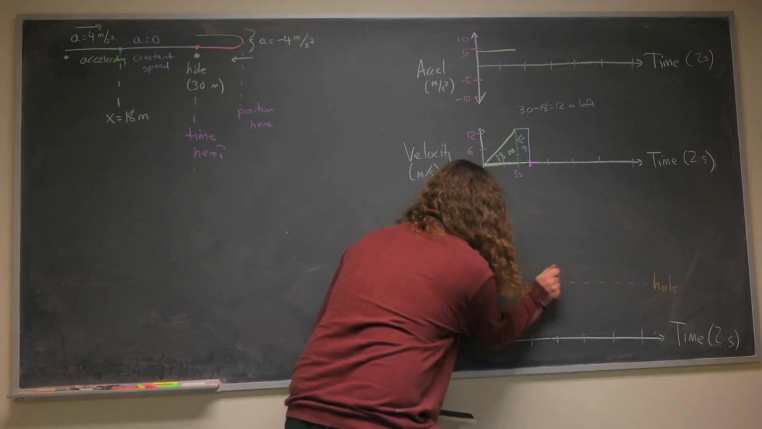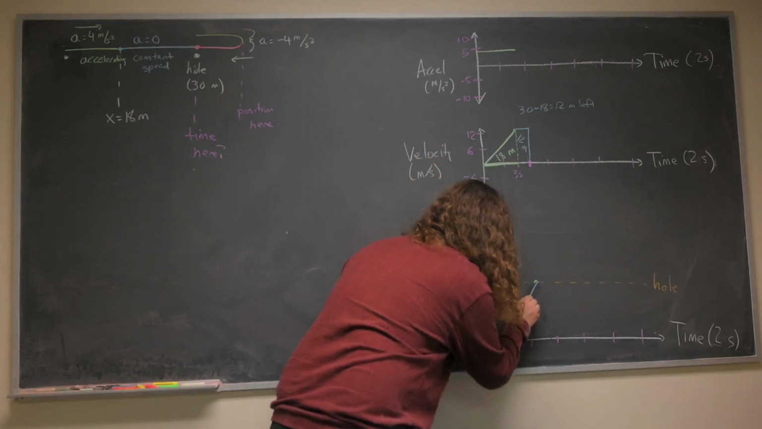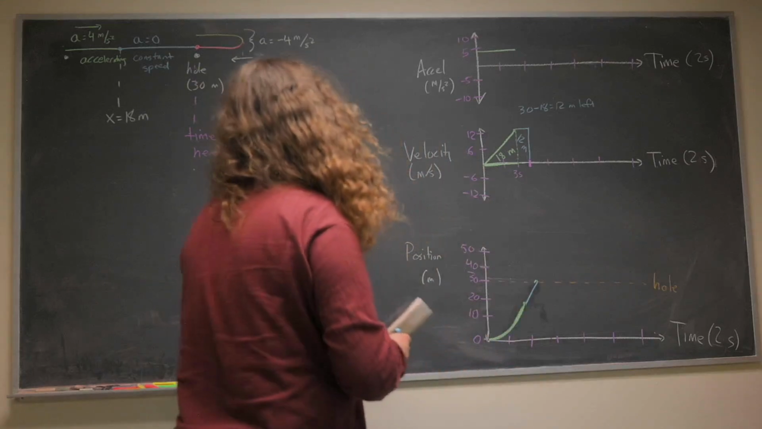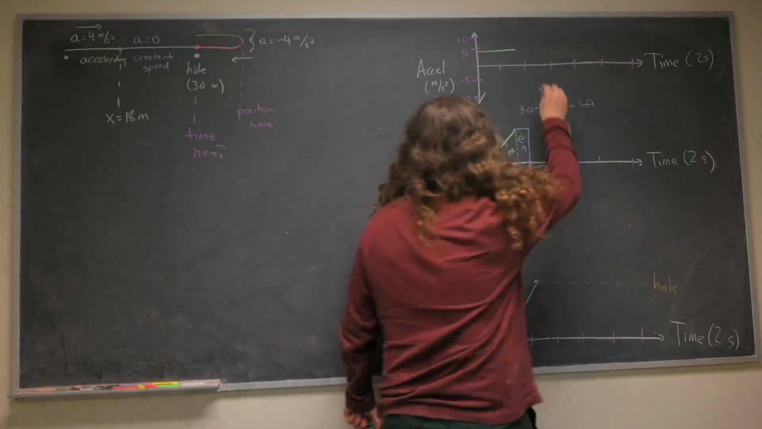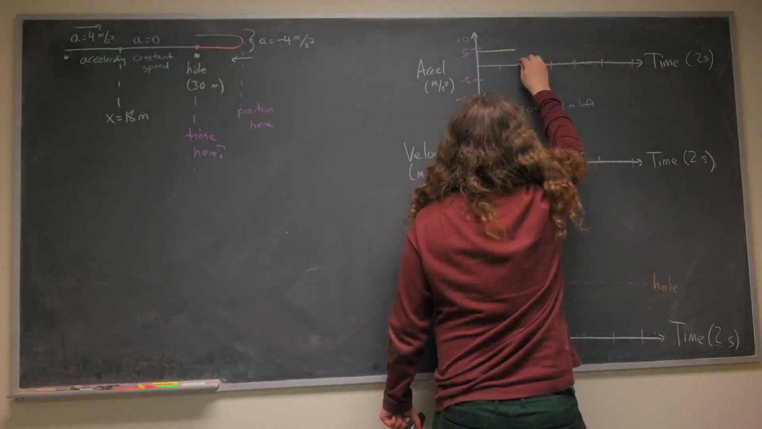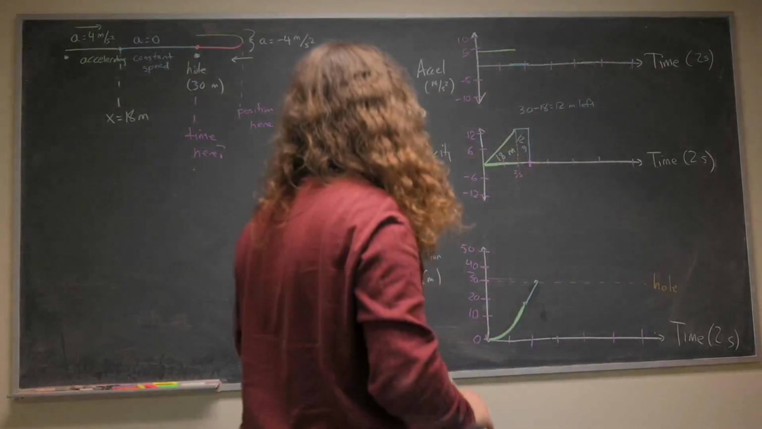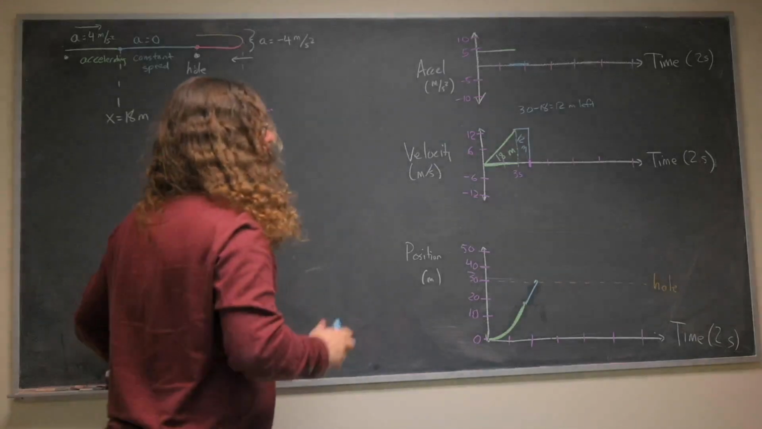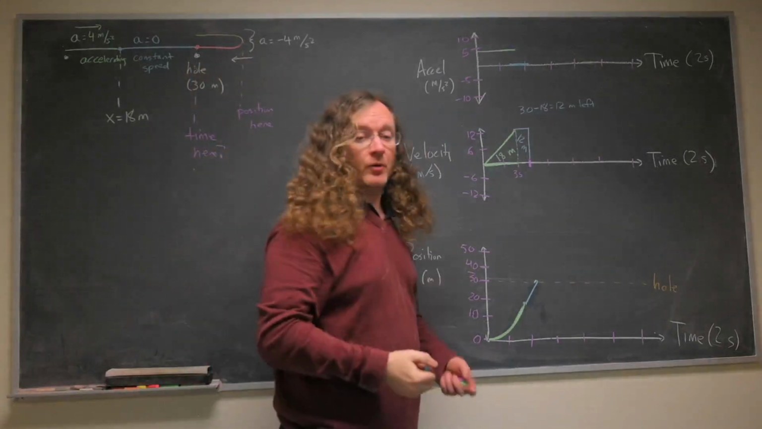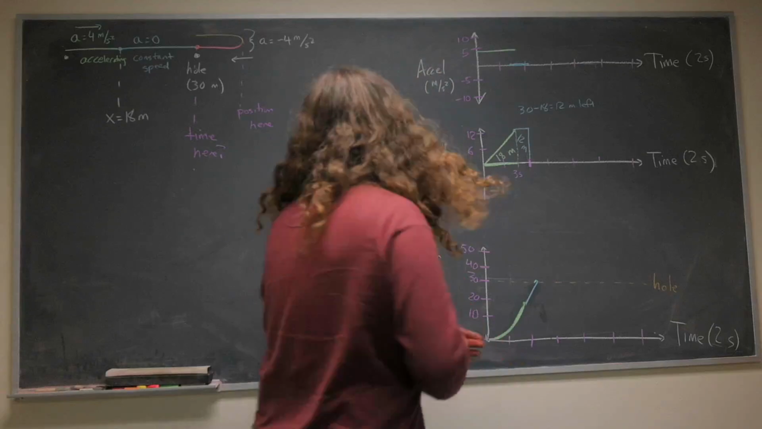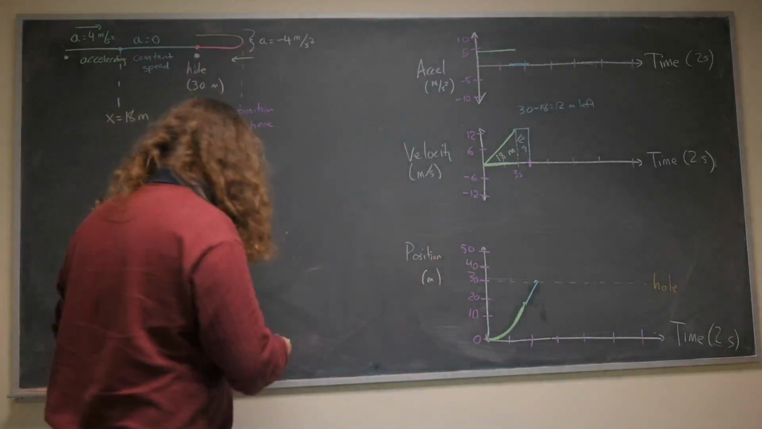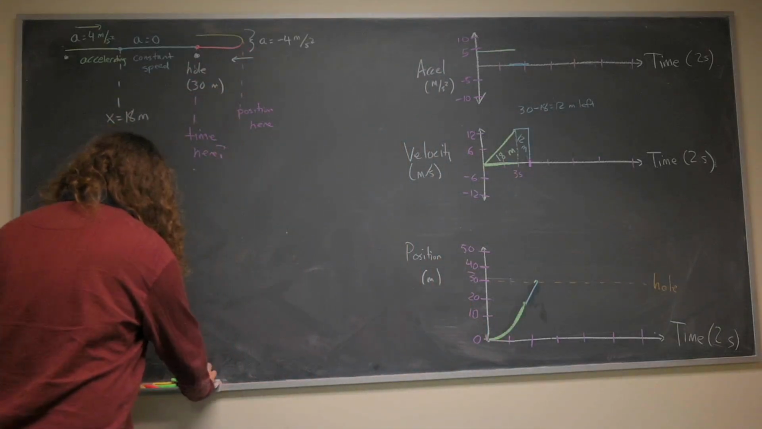Oh, and I was supposed to draw that one in blue, wasn't I? There we go. The acceleration is 0 during that period. So now she runs past the rabbit hole. So her velocity is going to go back down to 0, right? So in the part that I've drawn in red, she slows to a stop.